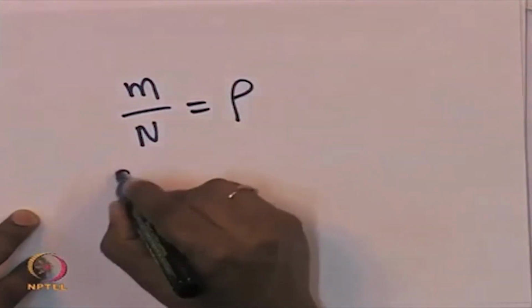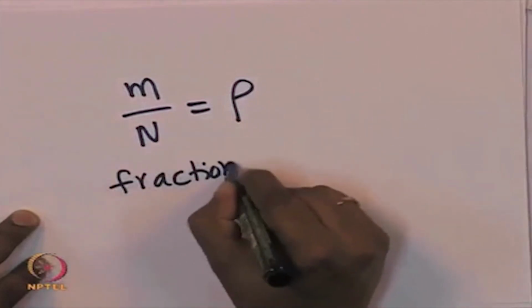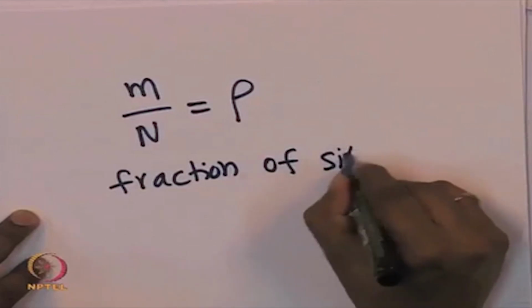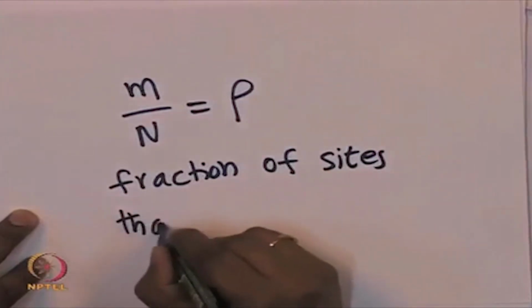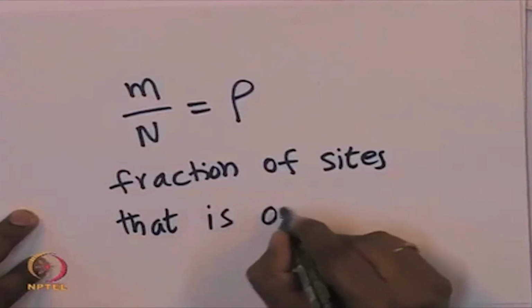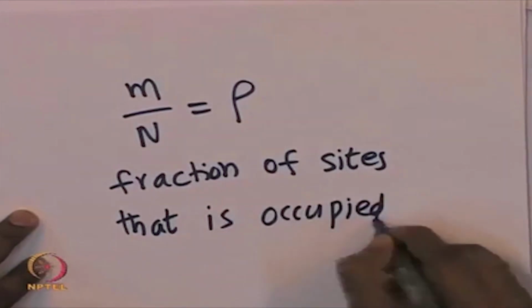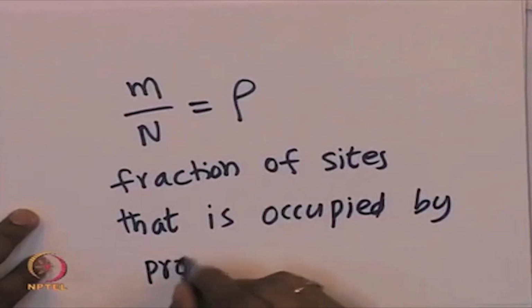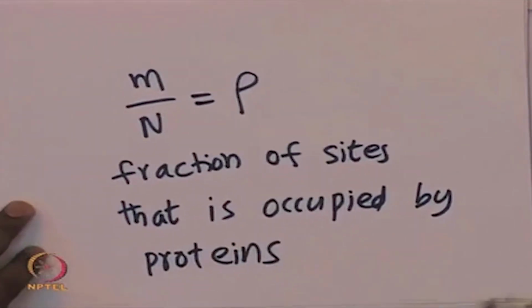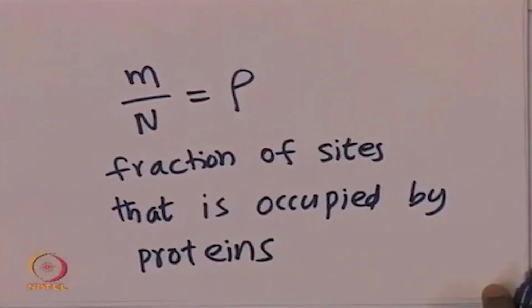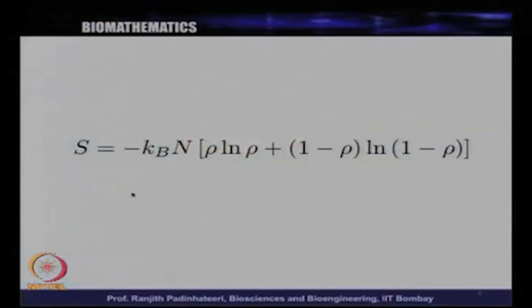So, this is the fraction or the density of sites that is occupied by proteins. Fraction of sites that is occupied by proteins. That is m by n, and if you use this definition, S can be rewritten in this particular way. S can be written as minus k b n, rho log rho plus 1 minus rho log 1 minus rho.